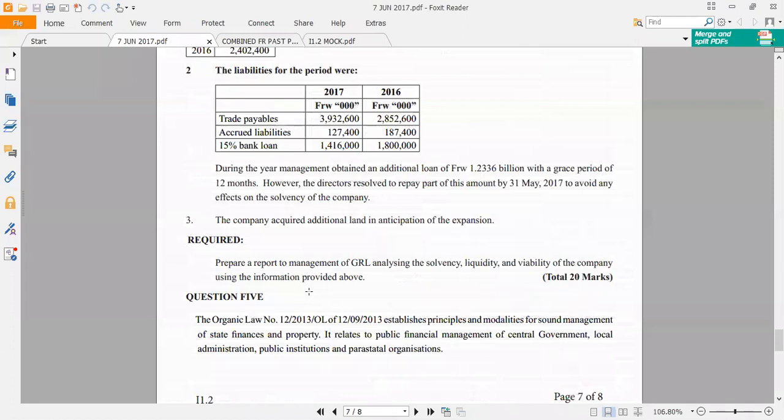How many marks? 20 marks. Normally, there are 4 ratios in cash flow analysis. That is what I want us to do. I want to give some background for 10 minutes, and then we go and attempt this question. So what is the question asking you? Prepare a report to management of GRL analyzing the solvency, liquidity, and viability of the company.